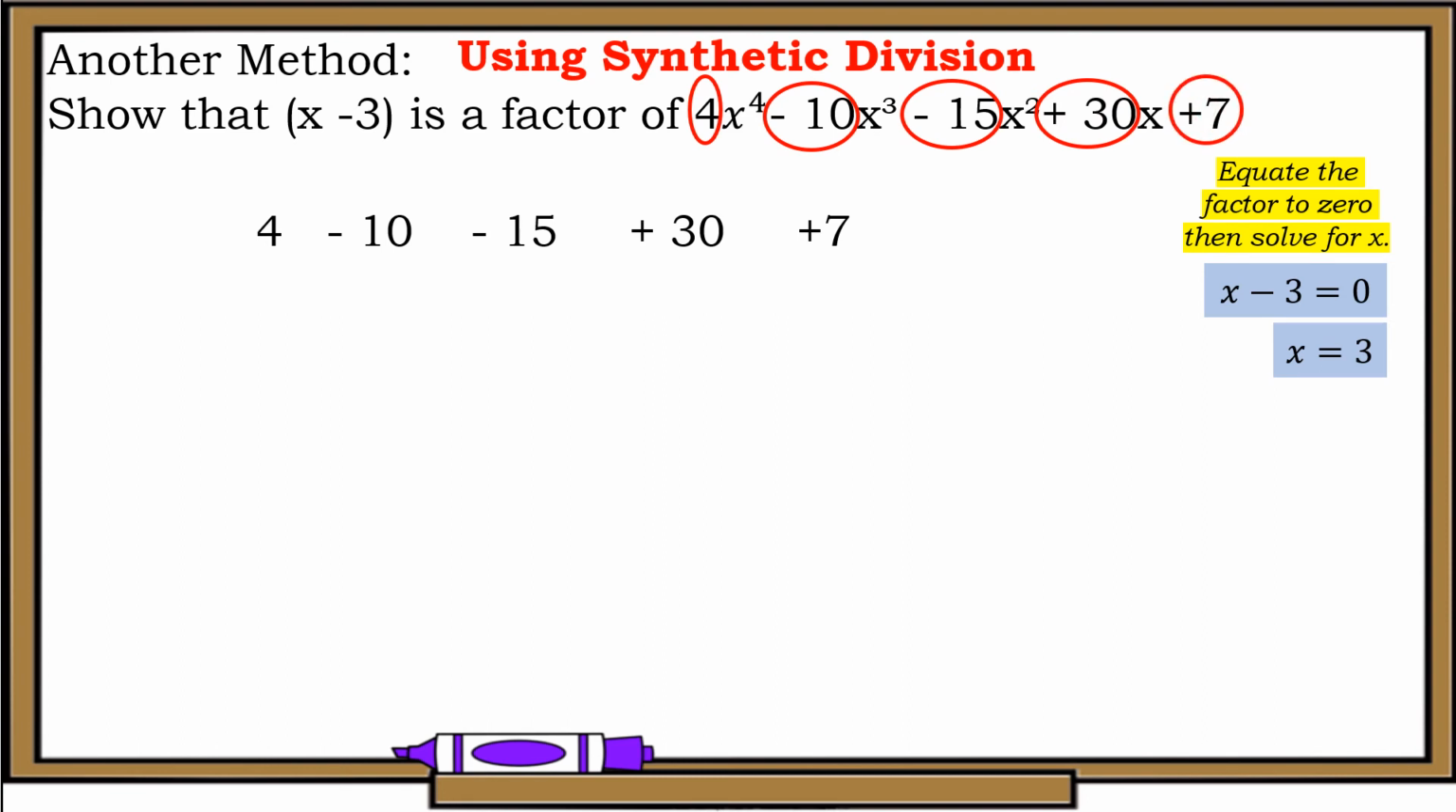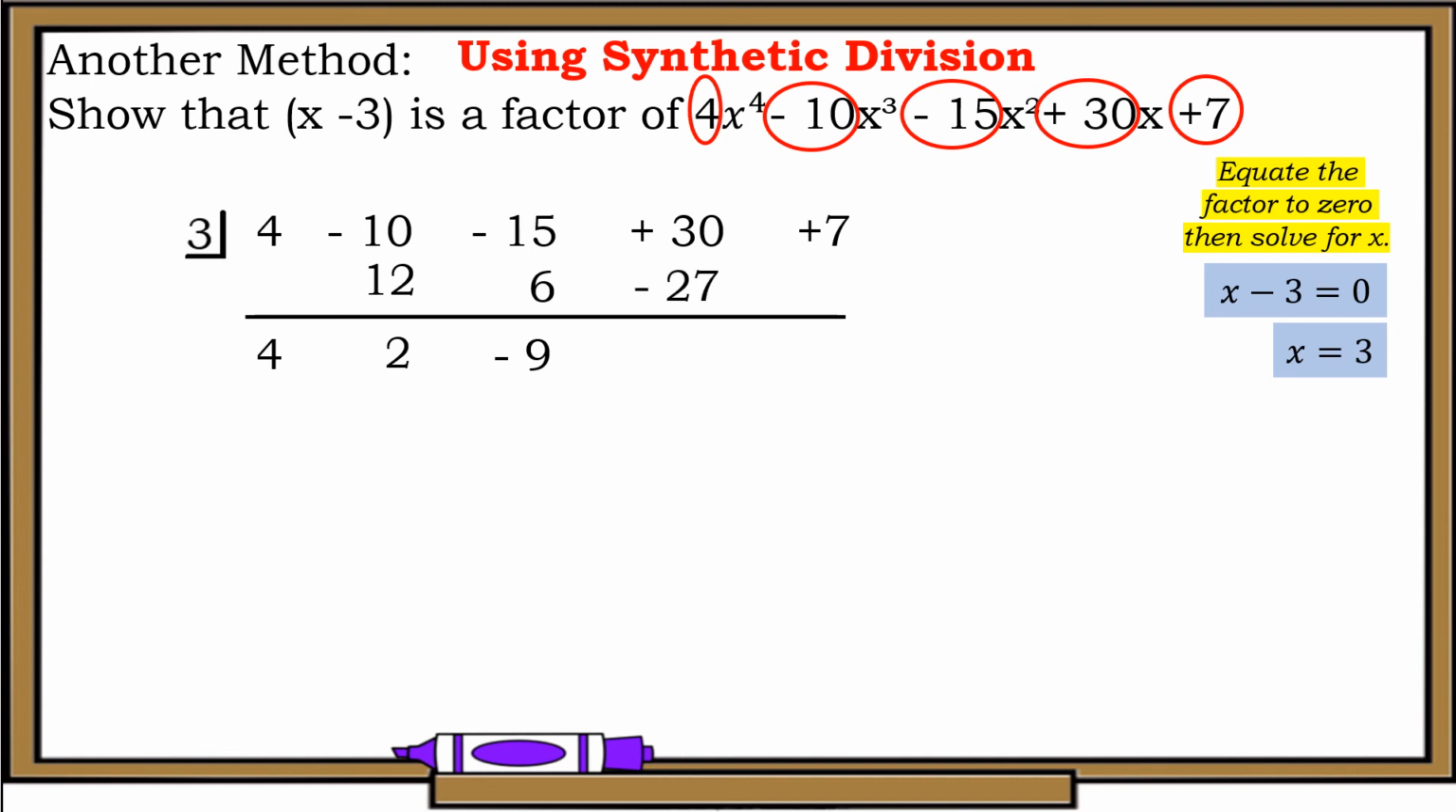Ulitin ko, hindi kasama ang variable. Numerical coefficient lang ang ilalagay nyo dyan. Tapos, yung value ng x na 3. Then, bring down 4. 4 times 3, positive 12. Combine, negative 10 and positive 12 is positive 2. Multiply, 2 times 3, positive 6. Negative 15 and positive 6, negative 9. Multiply, negative 9 times 3 is negative 27.